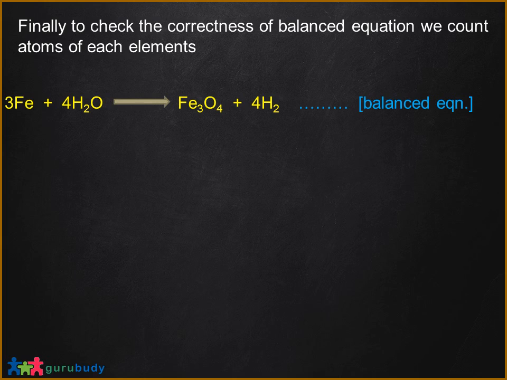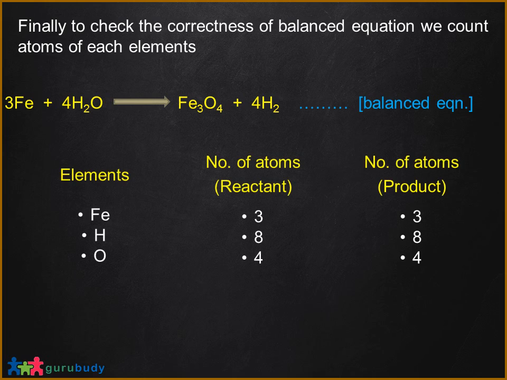We just list down all the elements and then the number of those atoms in the reactant and the number of those atoms in the product. So iron we have 3 and 3, hydrogen we have 8 and 8, and oxygen we have 4 and 4. Now we can be sure that our equation is balanced. And we can also say this equation obeys the conservation of mass. All right.